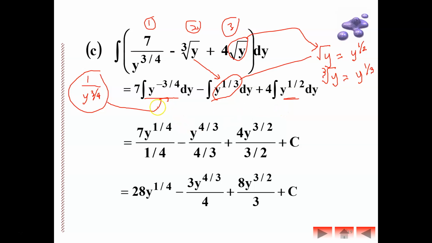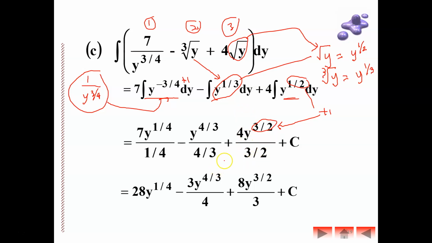So now you can integrate 7, integrate y to the power of negative 3 over 4, you add 1. Add 1 to it. So you get this, divided by y to the power of 1 over 4. The same for this one. y to the power of 1 over 3, when you integrate, we add 1. So you get this. Okay. And lastly y to the power of half. Why does it become like this? Because you add 1 to the half. Then you get this. Sorry, it's a bit messy.